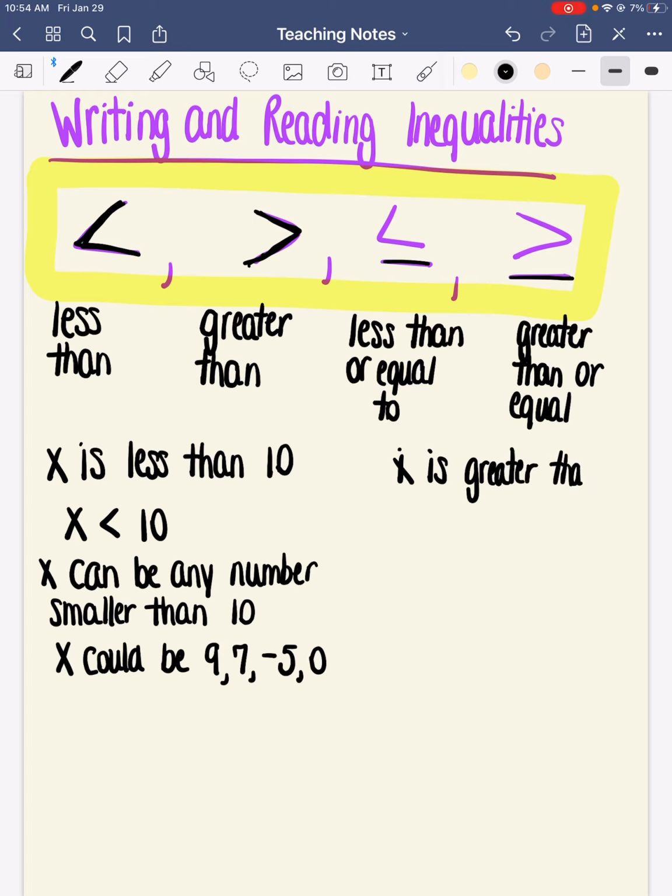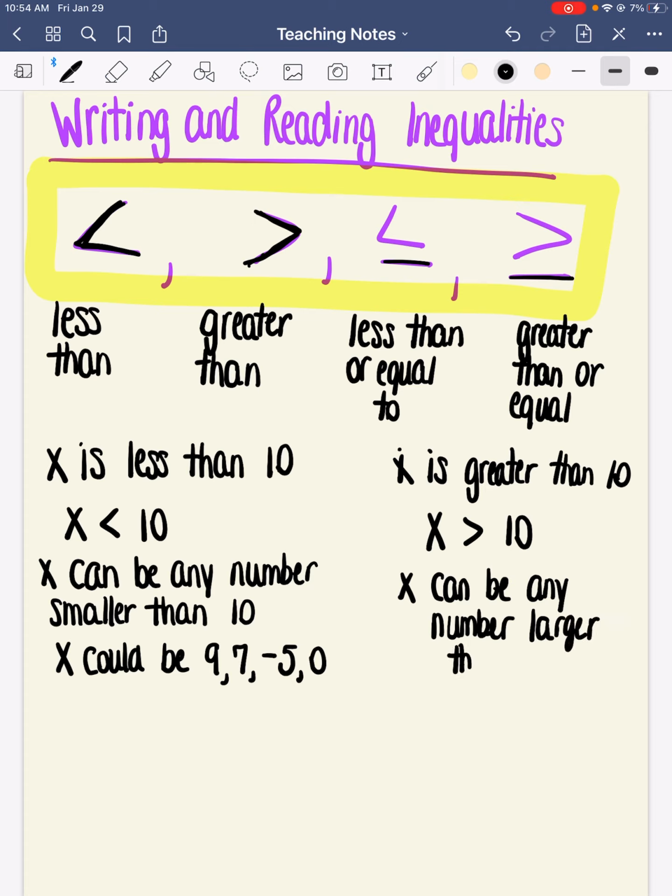On the flip side of that, if I wanted to write x is greater than 10, that would look like this. X, again, is my variable. Greater than symbol is here, 10. Okay, so again, this would mean that x can be any number larger than 10. You'll notice that I'm not including 10 in here. So if I were to say x is greater than 10, x cannot be 10. However, x could be 17. It could be 11. It could be 200.